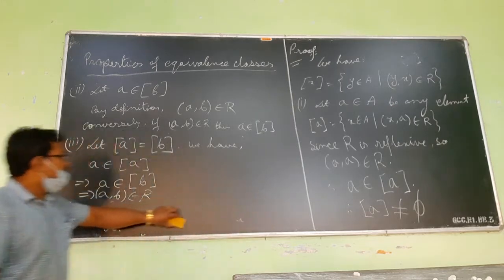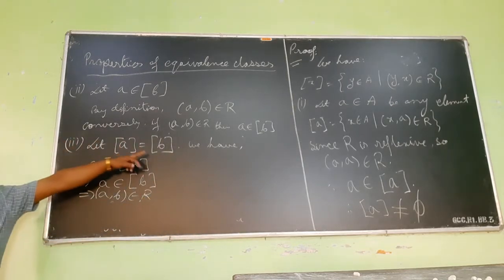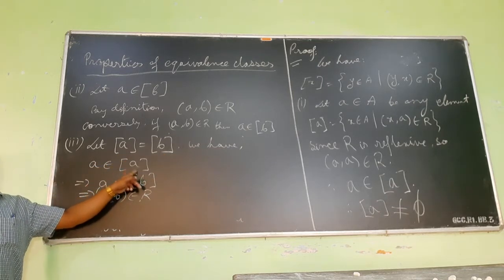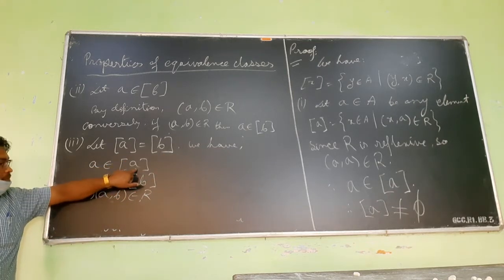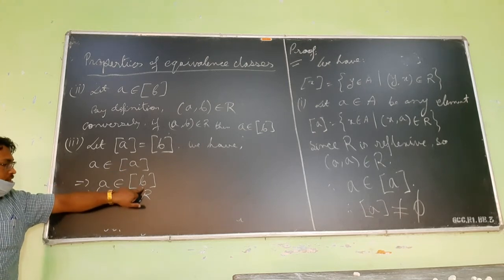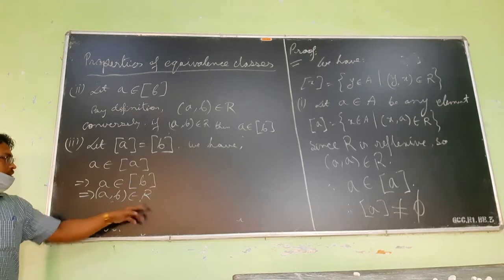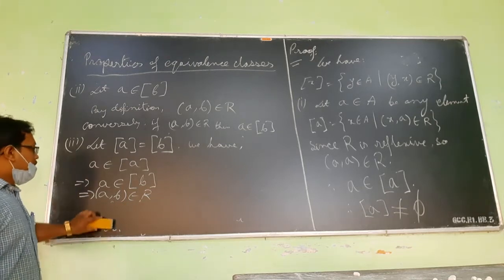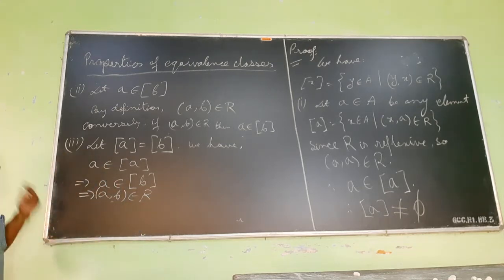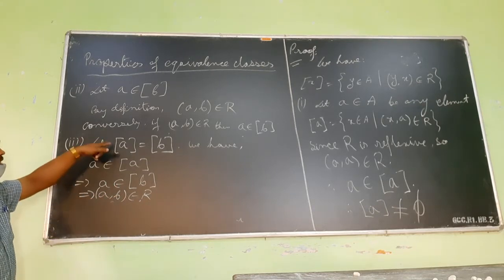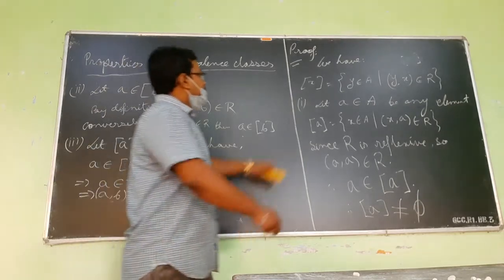It's very simple. Class a and class b are equal, and by the first result we have a is in the equivalence class of a. So we can replace the equivalence class of a by the equivalence class of b, and then by definition it follows that (a, b) is related. Then the other way: if (a, b) is inside R, then class a and class b will be equal.